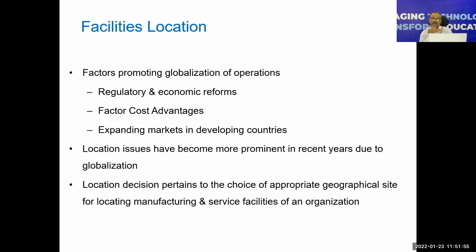For example, if it is a kind of a decision for an organization like Infosys or a TCS, where they are looking at locating maybe the BPO operations, or if it is a kind of a software development operation they want to start. So definitely what factors are influenced, or what factors govern the requirement in terms of these particular industries are concerned, they will have to select the particular location.